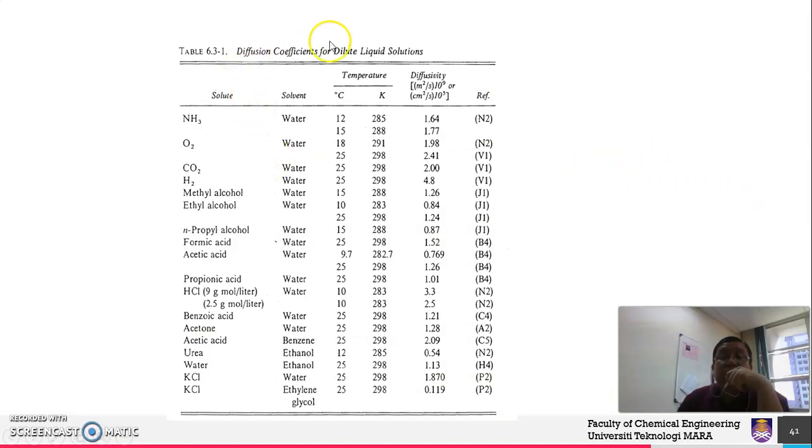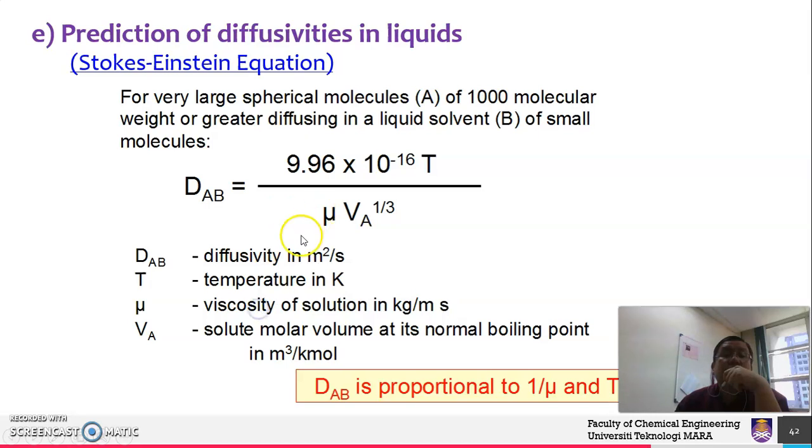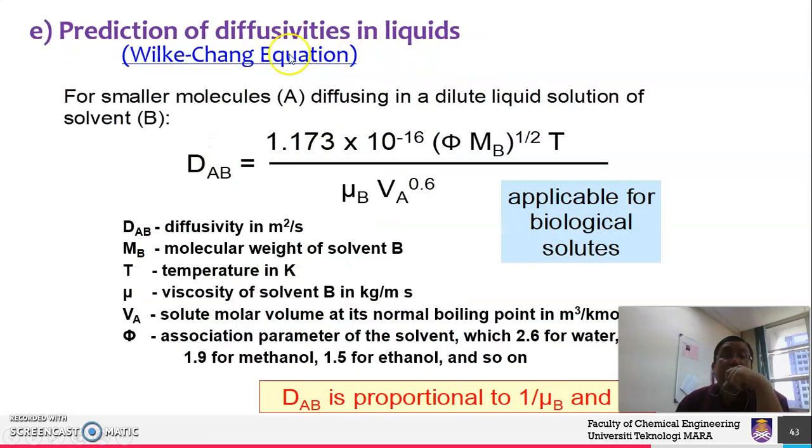So this will be the diffusion coefficient for the liquid for several types of solid. And then this is the way to calculate the diffusivity based on the Stokes-Einstein equation and the Wilke-Chang equation, which is applicable for biological solids.